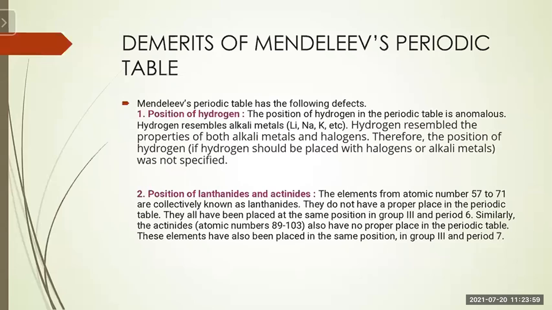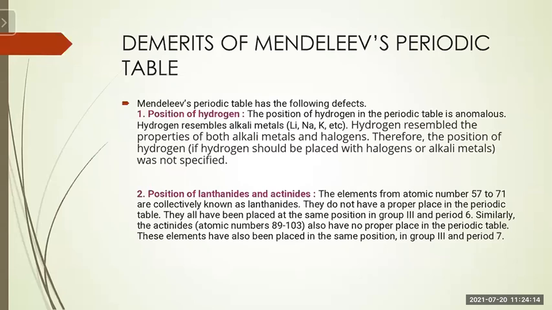So you can always remember this: the position of hydrogen. We could not specify the proper position of hydrogen in the periodic table because hydrogen resembles the alkali metals and the halogens also.